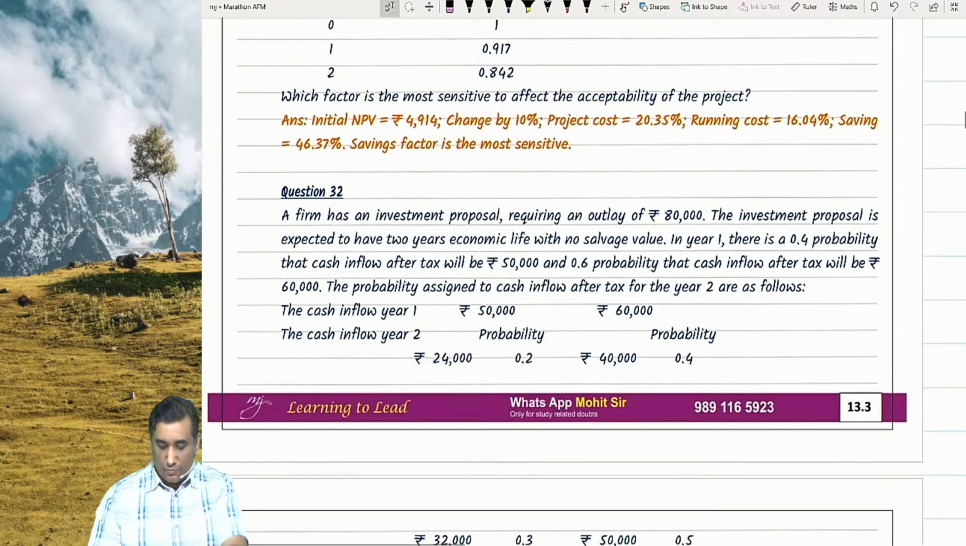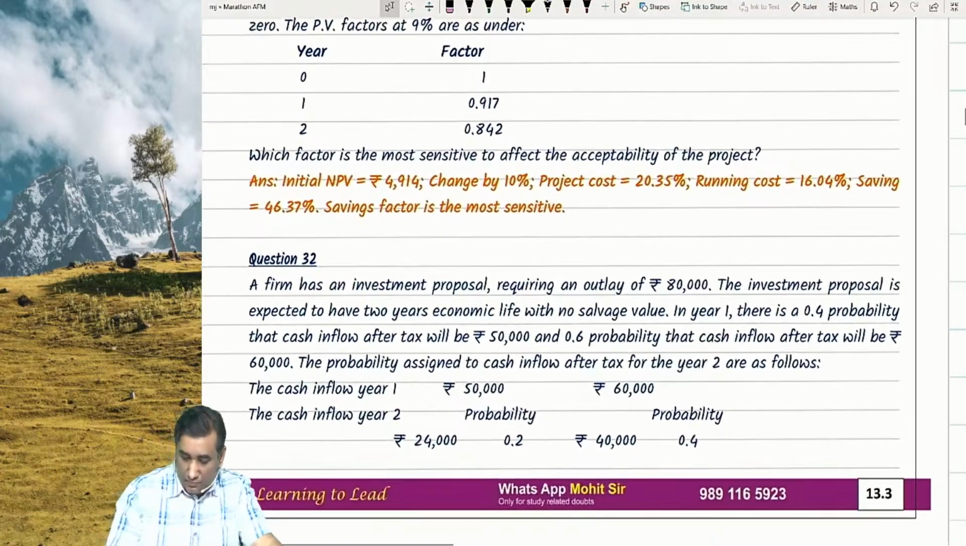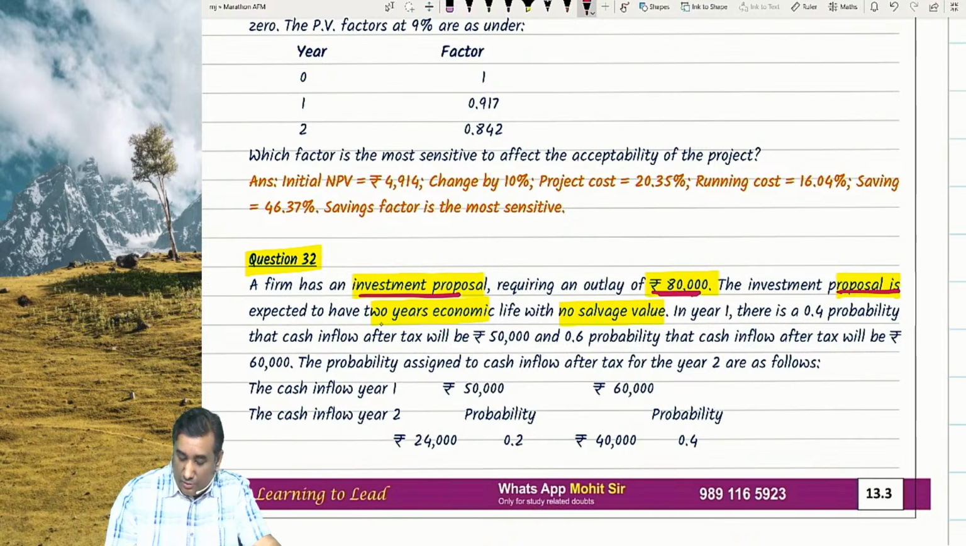In question number 32, a firm has an investment proposal requiring an outlay of rupees 80,000. The investment proposal is expected to have a 2-year economic life with no salvage value.